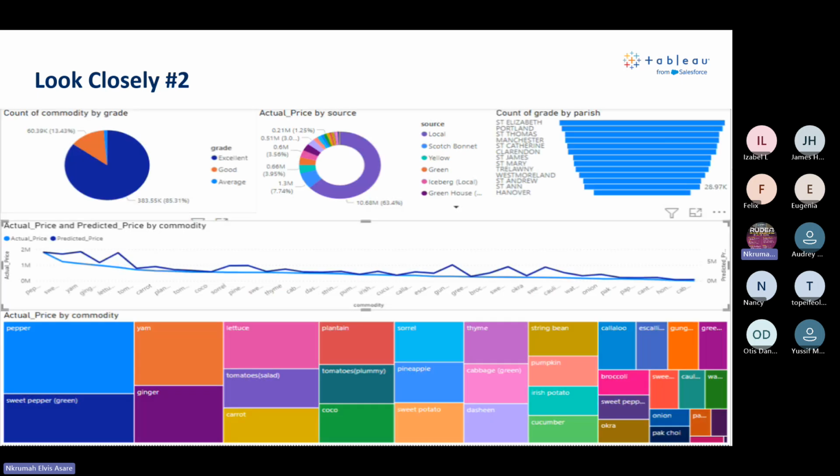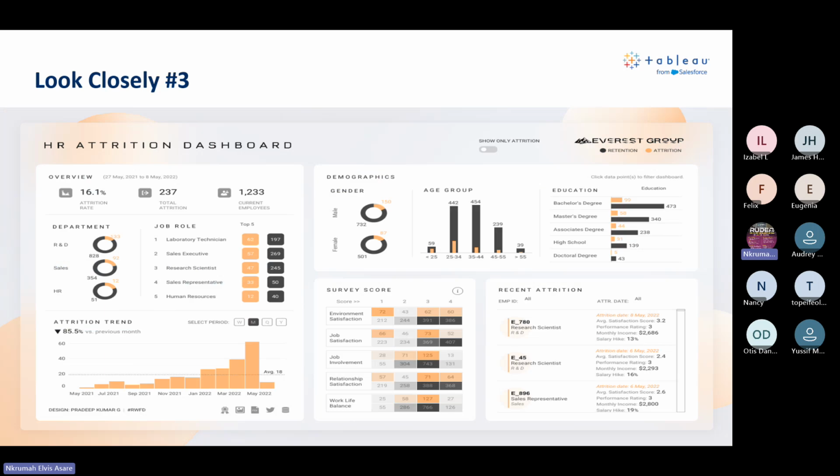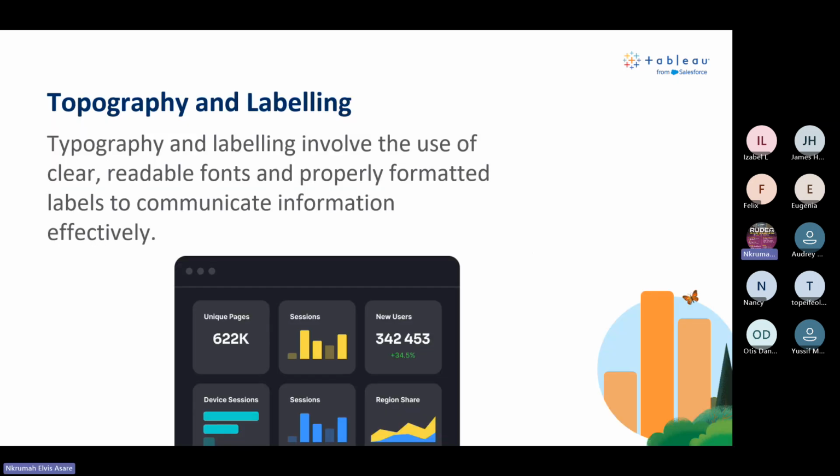We looked at this example where the person was using too many colors, which made the dashboard too colorful, and the colors were also not consistent. We looked at a better dashboard where there was consistency of the colors and the dashboard was quite great. Now we looked at typography and labeling, how to label, which fonts to use. Make sure your fonts are clear, and we are able to see what you are conveying very well.